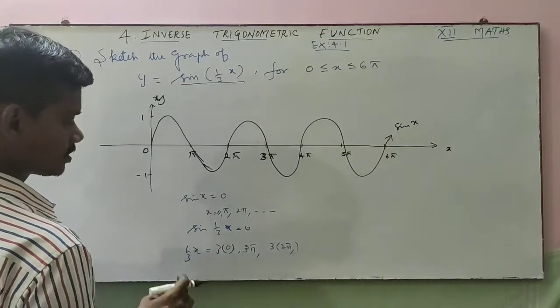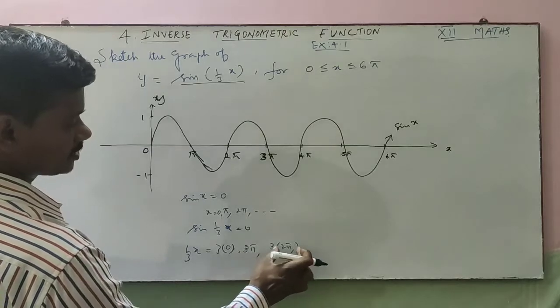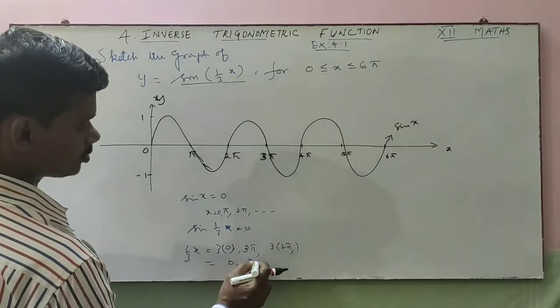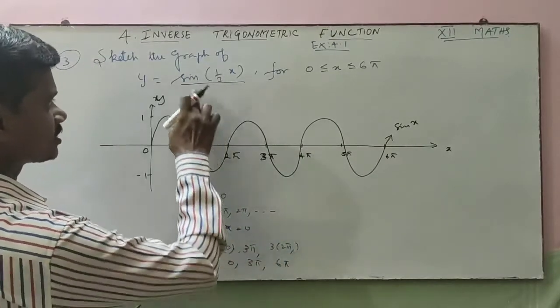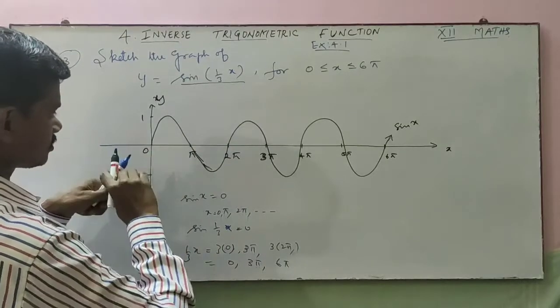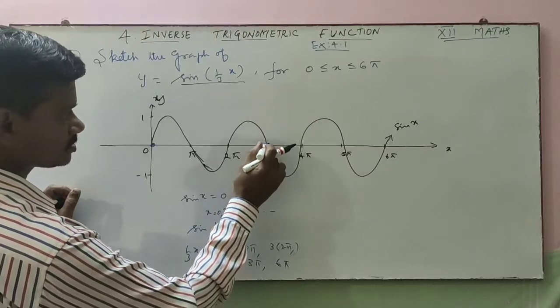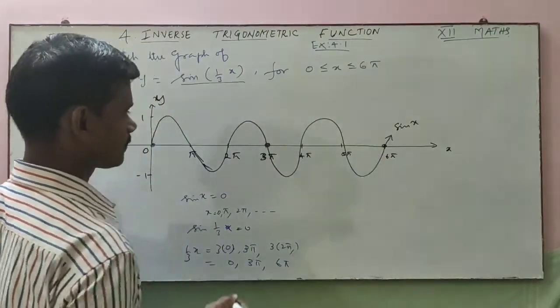But we have to restrict this up to 6 pi. So we have to stop with this. Sin 1 by 3x is 0 at 0, then 3 pi, next at 6 pi. For these three values only, sin 1 by 3x is 0. So first it starts with 0, then the second point 0 is 3 pi, the third point is 6 pi.